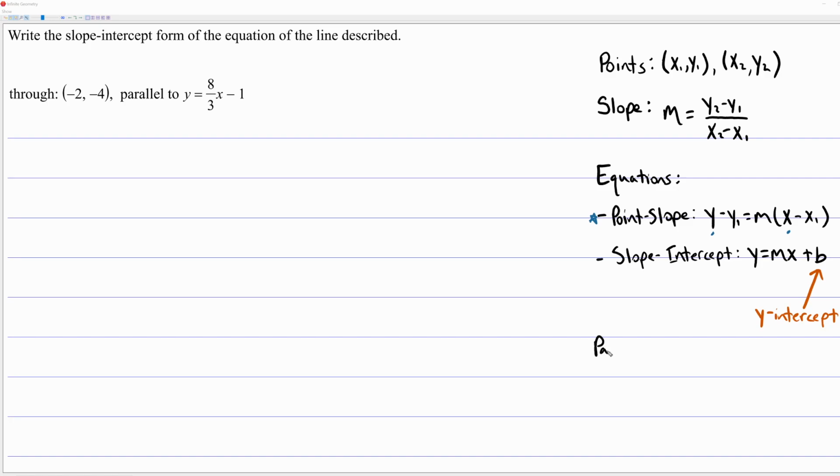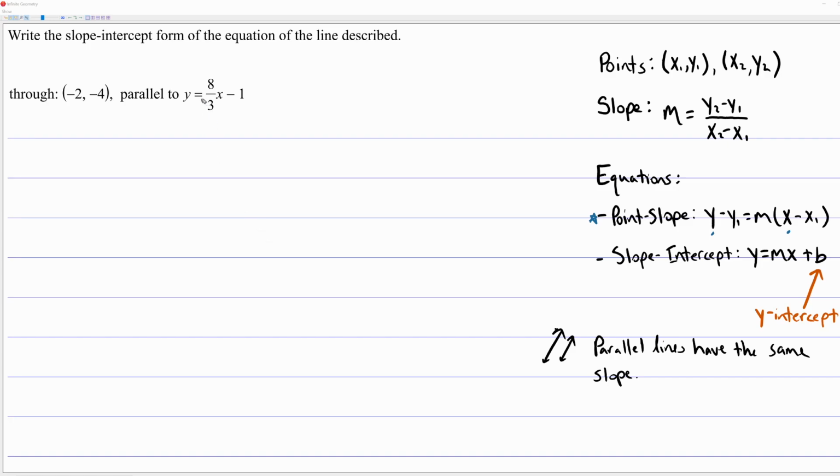I'll write it over here. Parallel lines have the same slope. Well, that makes sense. If you have two lines that run in the same direction, two parallel lines, they have to slope in the same direction, or else they would touch each other and they wouldn't be parallel. So parallel lines have the same slope. And once you know that fact, this problem is extremely straightforward.